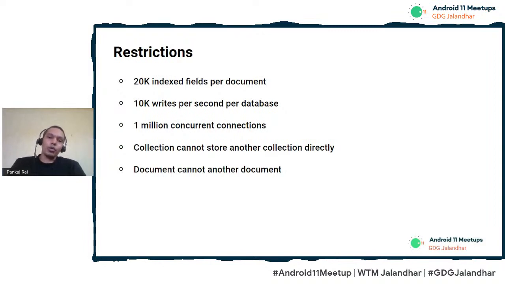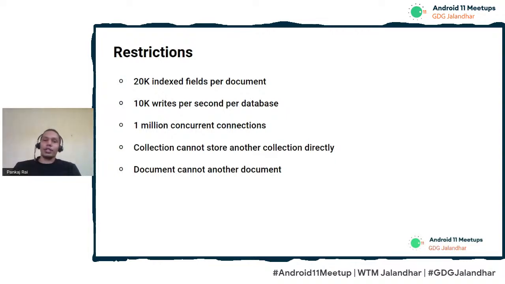A restriction among the collection and document is that every collection should have a unique ID. The same is true for the document also. A document should have a unique ID based on collection. So different collections could have the same document ID, but inside a collection, it should have different IDs.